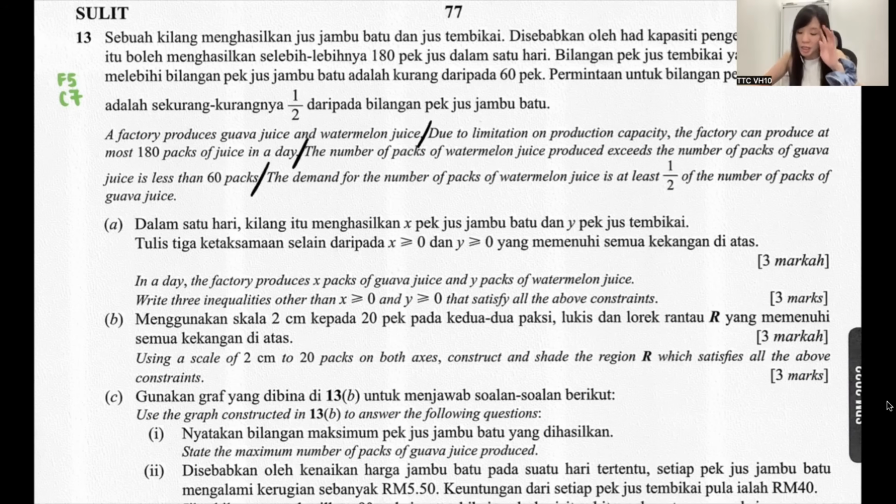Don't understand, never mind. The demand for the number of packs of watermelon juice is at least 1/2 of the number of packs of guava juice. Don't understand, it's fine. Now they say in a day, the factory produces X packets of guava and Y packets of watermelon. So remember, guava is X, watermelon is Y.